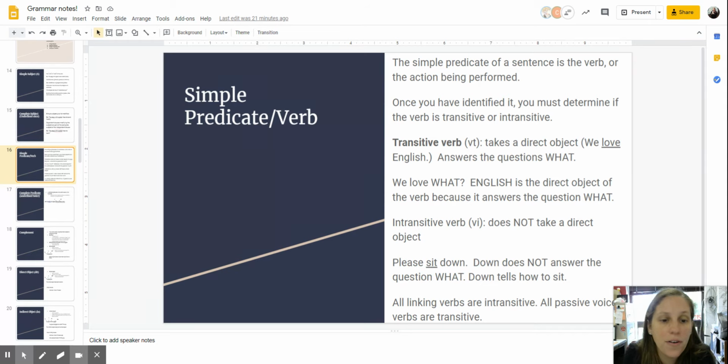Okay, an intransitive verb does not take a direct object. Please sit down. Please sit what? It doesn't answer that question. Okay, down tells me how I'm supposed to sit. How do I sit? Down. Okay, so if you have a linking verb, then it's going to be intransitive. If you have a verb that is followed directly by a preposition or a prepositional phrase like down, it's automatically intransitive. And again, we're going to practice that a little bit.